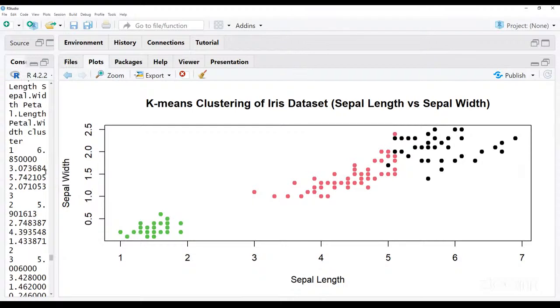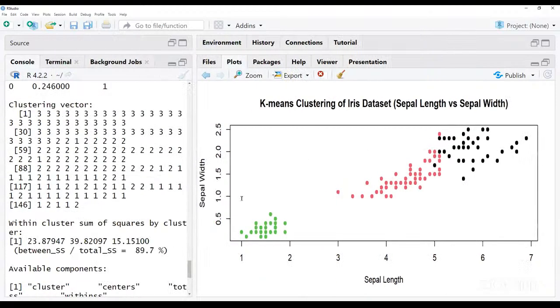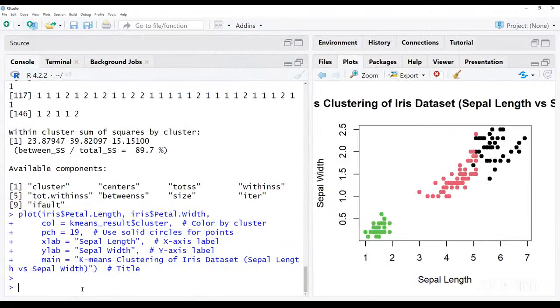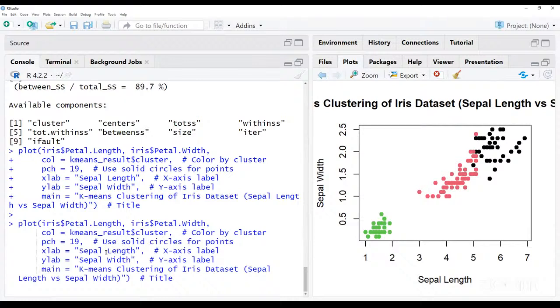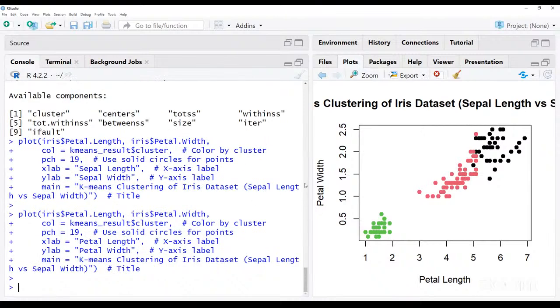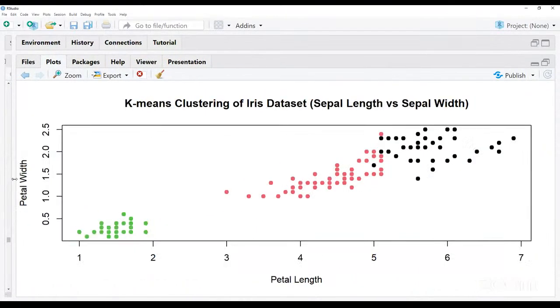You have written sepal length, sepal width. Please change the xlab, and next is petal width. Yeah, so here you can find better data. So the three clusters are there, but what is the legend?